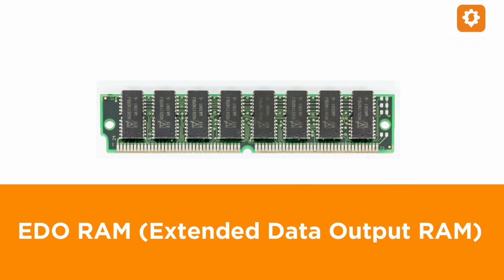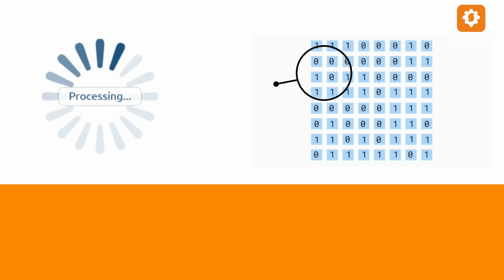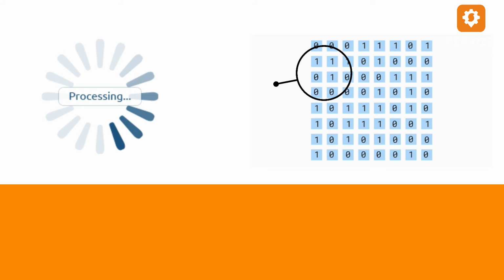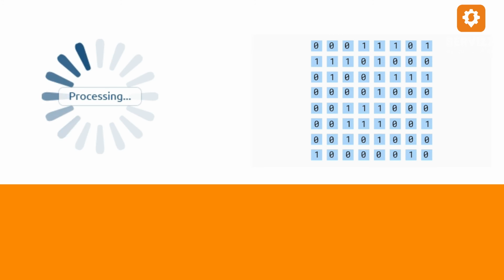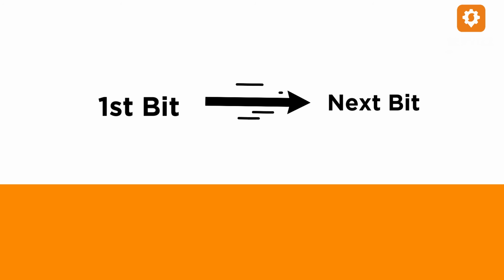EDO-RAM. EDO-RAM is an abbreviation of Extended Data Output Random Access Memory. It doesn't wait for the completion of processing of the first bit before continuing to the next one. As soon as the address of the first bit is located, EDO-DRAM begins looking for the next bit.